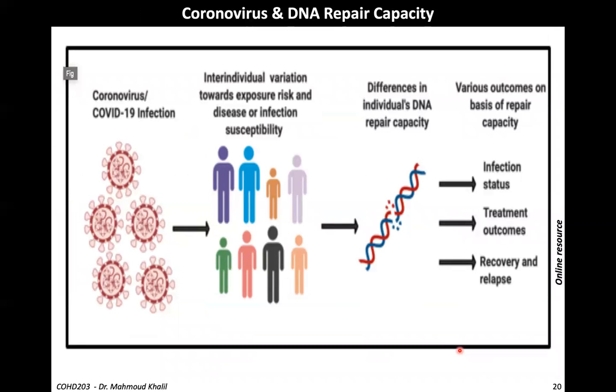So finally, recently there has been research on the involvement of coronavirus with DNA repair capacity. You can see here that upon coronavirus infection, it infected different individuals, and this figure shows that the individuals are not the same. There is inter-individual variation in exposure, risk, and infection susceptibility. These different individuals have different capacities in their repair mechanisms. Not all of them have the same capacity to repair DNA damage, so this may affect how they behave upon infection with the coronavirus.